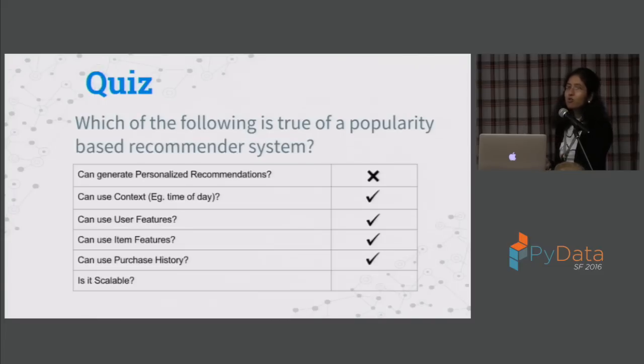So yeah, we are using purchase history, like the most purchased items in the past. It uses purchase history of the users. And how about scalability? Is it scalable? Yes, simply we are just sorting all the items by their purchase count. So we just need to do sorting. So it is scalable, yes.